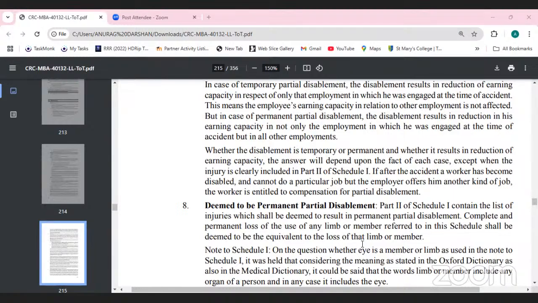injuries which shall be deemed to result in permanent partial disablement, and complete and permanent loss of the use of any limb or member referred to in the schedule shall be deemed to be equivalent to the loss of that limb or member.